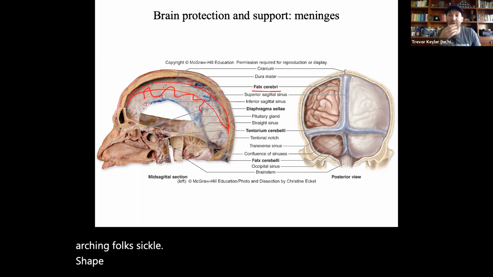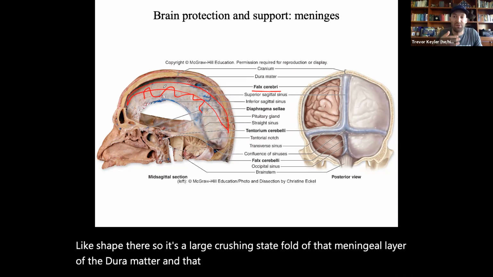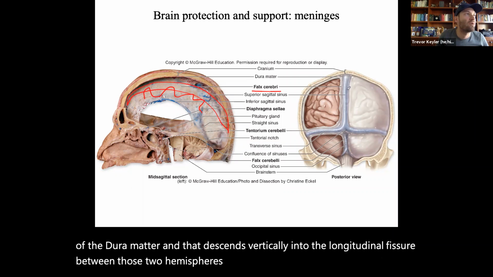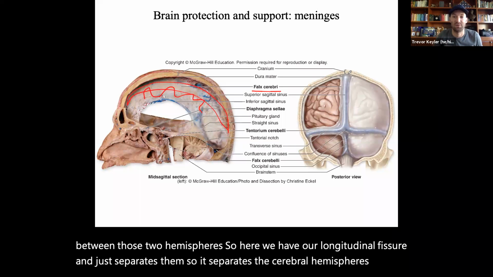Okay, so it's a large crescent-shaped fold of the meningeal layer of the dura mater, and it descends vertically into the longitudinal fissure between those two hemispheres. So here we have our longitudinal fissure, and it just separates them. So the falx cerebri separates the cerebral hemispheres of the human brain.